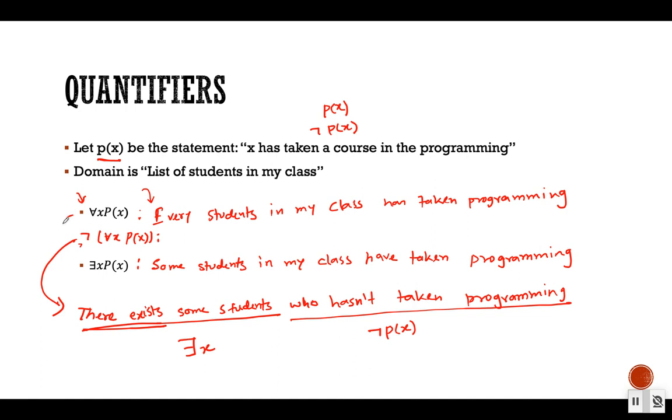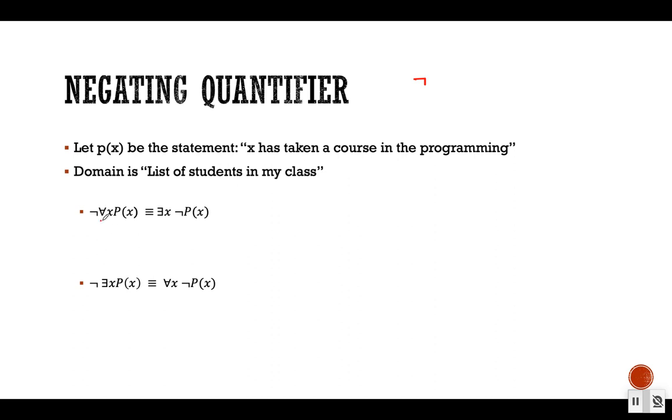So the negation of this one says that not every student in my class has taken a programming course. It can be read the same way: there exists some student who hasn't taken a programming course. I can represent that using an existential quantifier. So the negation of the universal quantifier is the same as the existential quantifier of the negation of the propositional function.